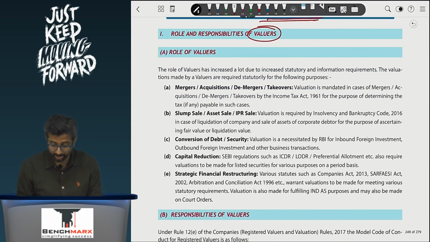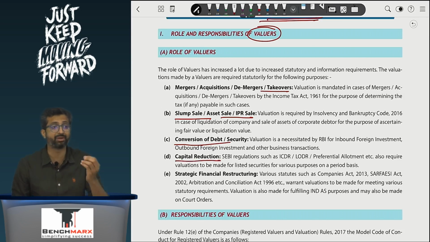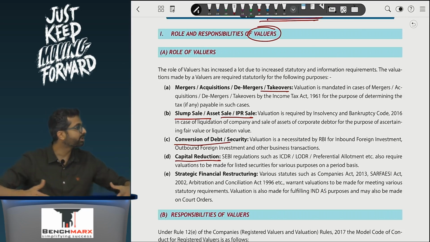It is helpful for mergers, acquisition or takeover, maybe in slump sale or asset sale, conversion of debt, capital reduction. For all of these places you will need a valuer certificate. पहले सिर्फ एक CA का certificate लगता था. Now it is not necessarily just that, now they are diluting the role of a CA. अभी कुछ बात चल रहा है what CA can do.